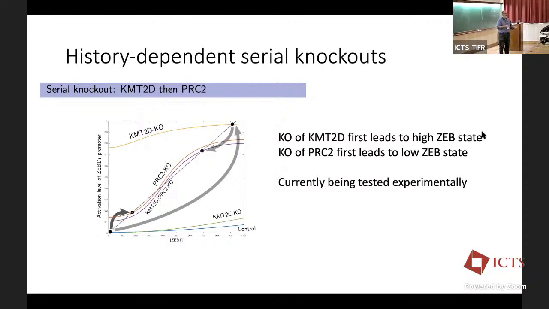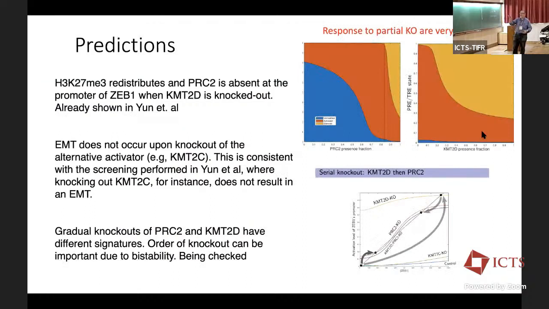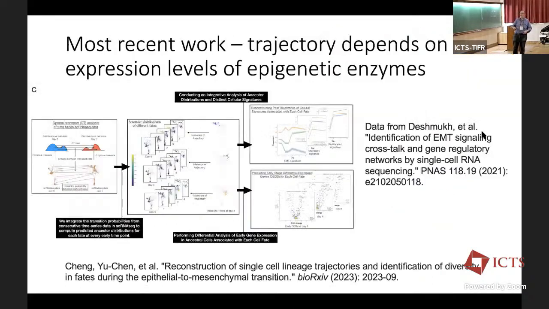And so, these serial knockouts in different orders, hopefully they'll be doing this experiment now that Yun Zhang has his own lab in Beijing. Now, other predictions about partial knockouts are also non-trivial. There's a very big difference in what happens with partial knockouts versus full knockouts for these different things. You can predict all these things, and hopefully these will be tested.